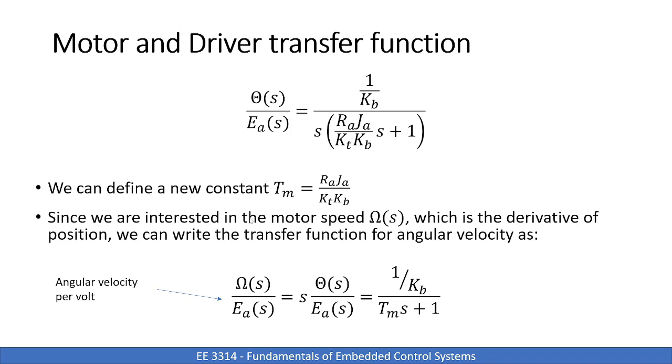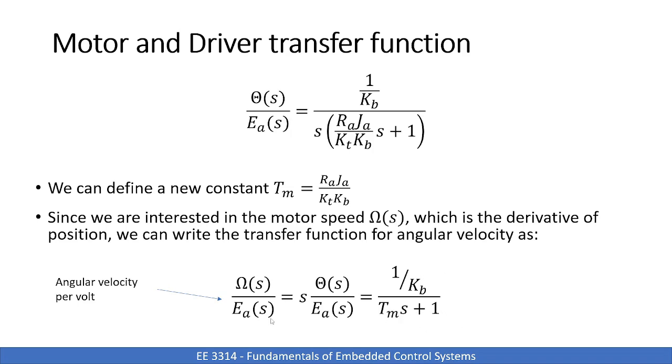And since we're interested in the motor speed, which is the derivative of position, we can write the transfer function in terms of angular velocity. So instead of theta sub S, which is position, we're going to multiply that by S. Okay, that's going to give us basically theta dot. So we're going to call that angular velocity. So the angular velocity with respect to voltage now simplifies to just this first order transfer function.